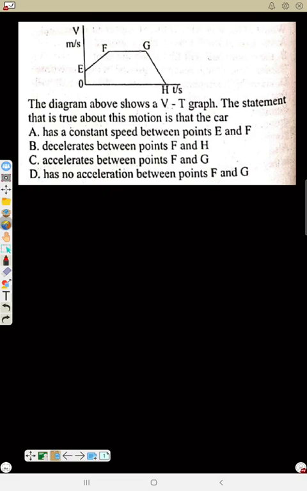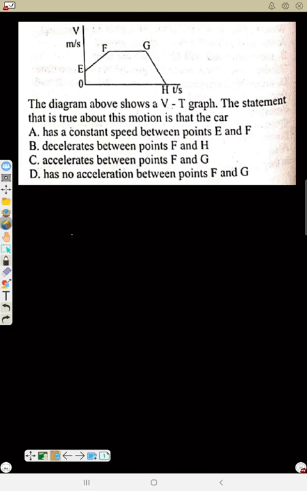The statement that is true about this motion is that the car A has a constant speed between point E and F. Now look at point E and F. Do you see it is a straight line? So now let's analyze some things here before we choose the answer.